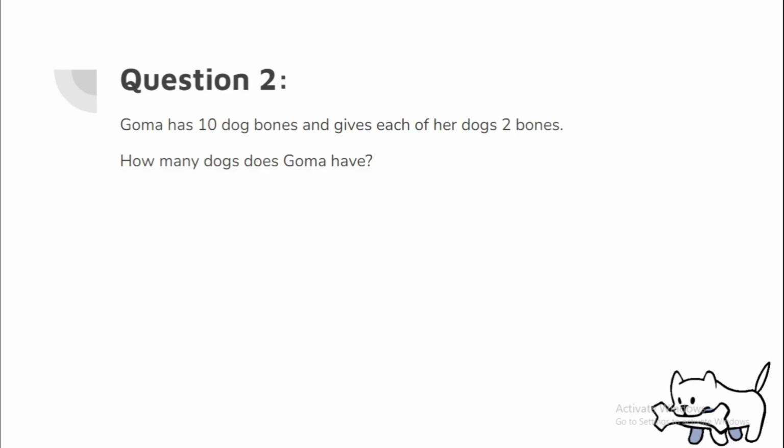All right, another question for you guys. Goma has 10 dog bones and gives each of her dogs 2 bones. How many dogs does Goma have?